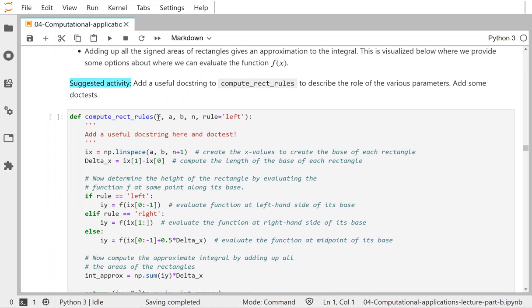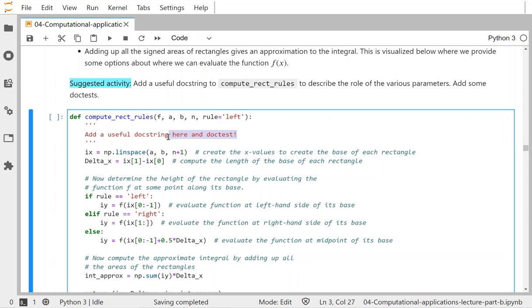So I show this below and we'll go through it real quickly, but not too fast. We're not going to rush, but it won't take too long. As a suggested activity, I think you should add a useful docstring here and a doctest. And that might be useful after watching this video and playing around with this code yourself.